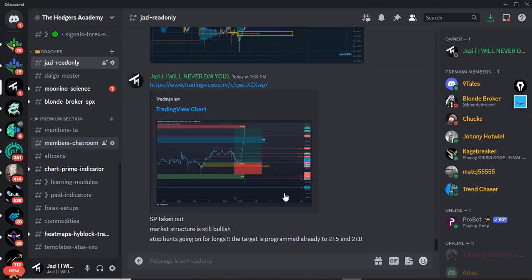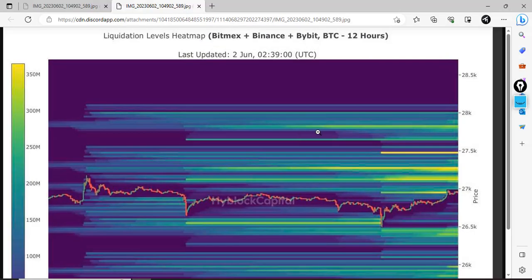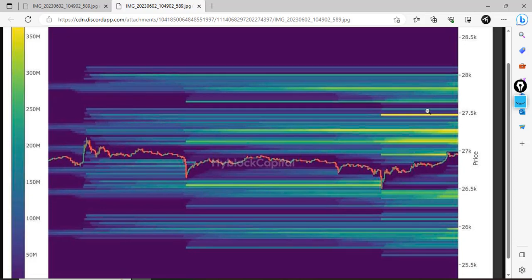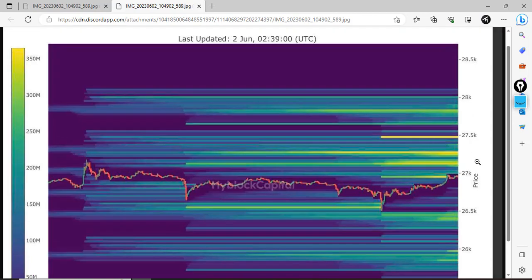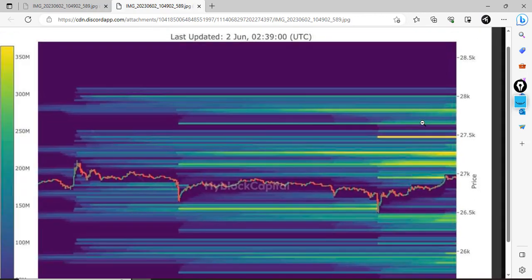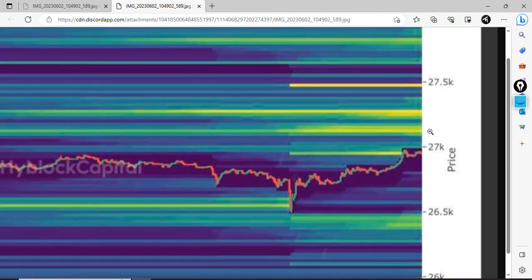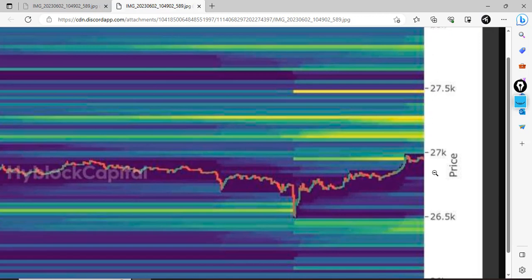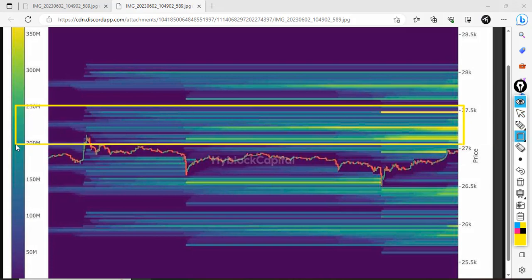Also, we have a liquidity heat map that we shared with our members previously. You can see here 27,500 is the level of interest on BitMEX, Binance, Bybit. All of the aggregated, you see 250 million of liquidity is coming on this pivot, 27,500, which has good confluences from my technical analysis. All of the liquidity to the downside has been taken out already, and now we are looking for the upside liquidity to be taken out towards 27,500, maybe more upside, but this is the key zone right now.